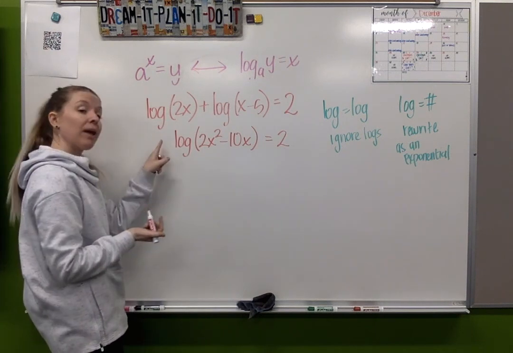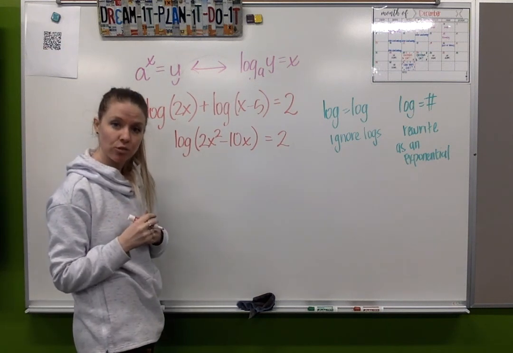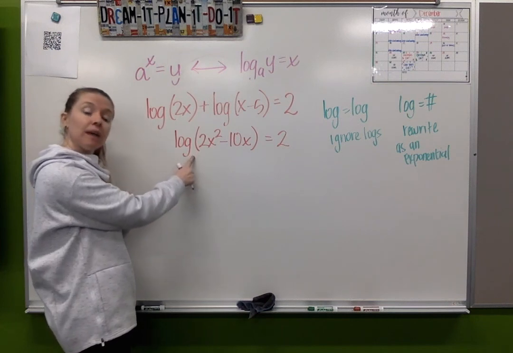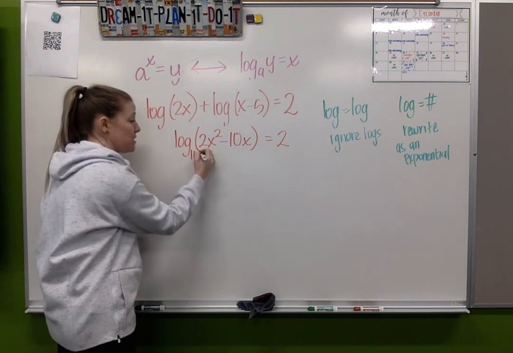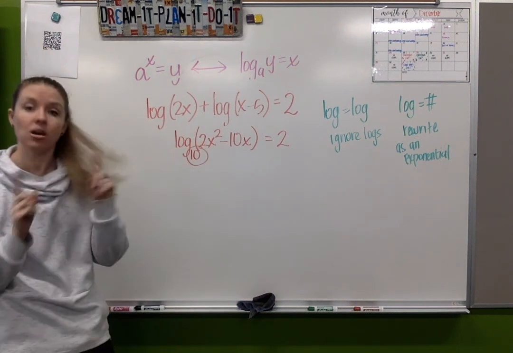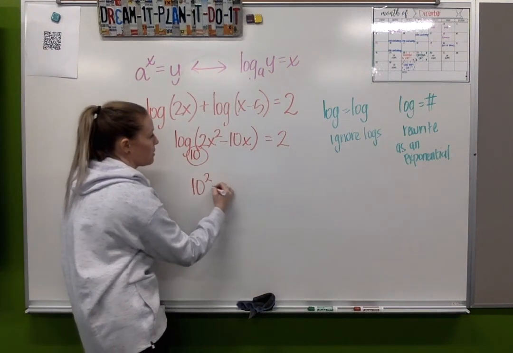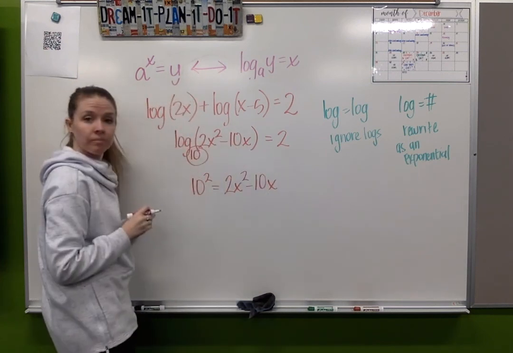Okay, now I have one log equaling a number. I can rewrite it in exponential form. I don't have a base here. If I don't have a base, what is it? Okay, the base is always 10 if there's no base on the log. So this becomes 10 squared equals 2x squared minus 10x.